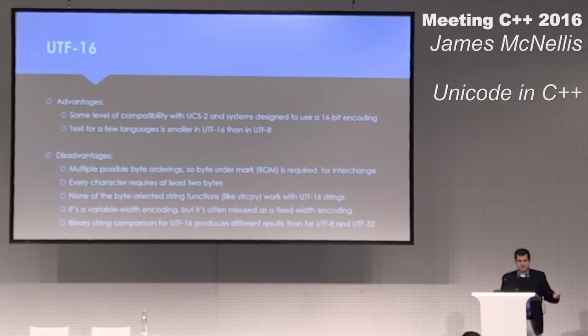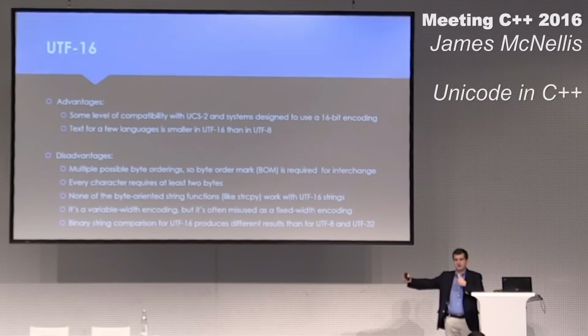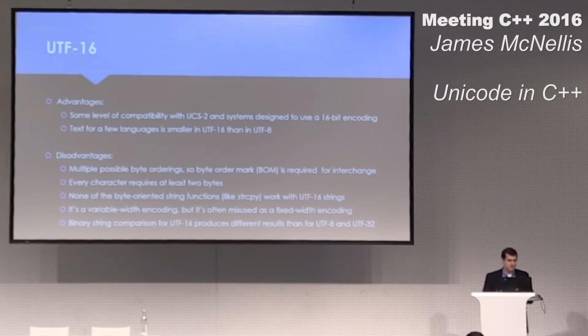And then finally, binary string comparison for UTF-16 produces different results than for UTF-8 and UTF-32. So one of the neat things about the UTF-8 encoding is if you have 2 strings and you want to say, is this string less than the other string, if you just compare the bytes, you'll get the exact same result, true or false, as you would get if you were to compare the UTF-32 encoded strings as 32-bit elements. So that's a useful property, but unfortunately that doesn't apply for UTF-16 because we have to use these funny surrogate pair things to encode some of the characters.